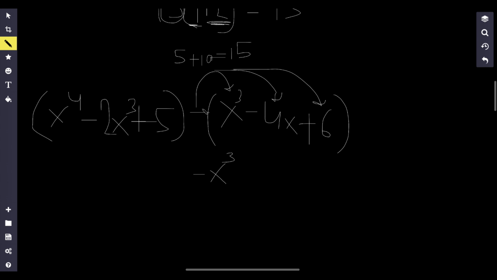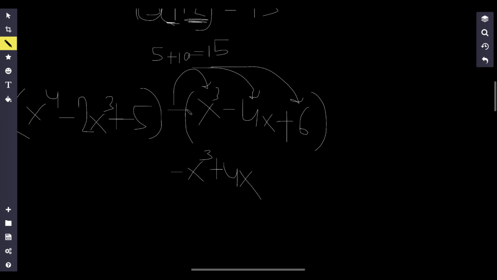Negative times negative 1 times negative 4x gives you positive 4x. Two negatives make a positive, by the way. And negative times 6 is just going to be negative 6.